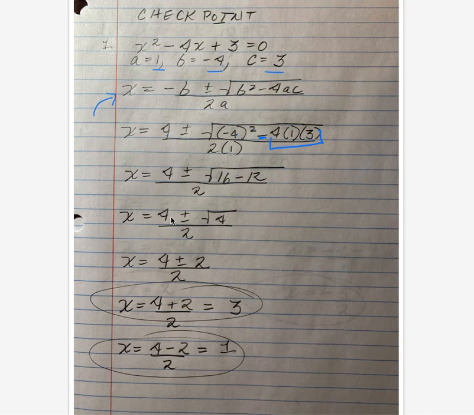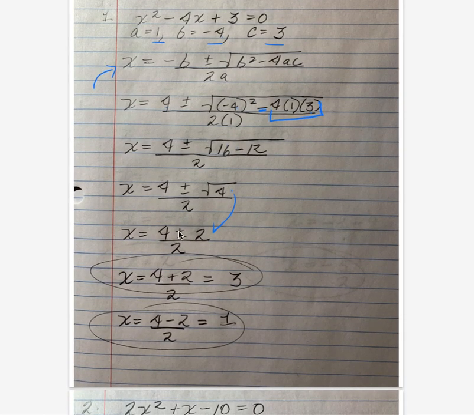All right, so we keep going. Next step, 4 plus or minus square root of 16 minus 12. Well, that's the square root of 4 all over 2. And then, of course, you know what the square root of 4 is. That's 2. And now we're going to do our computation here at the end. We're going to say 4. We're going to do the plus first. 4 plus 2, that's 6, divided by 2 is then going to be 3.